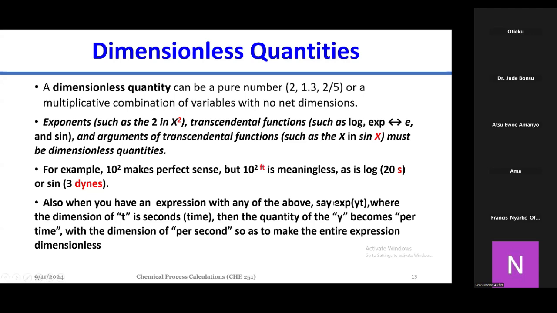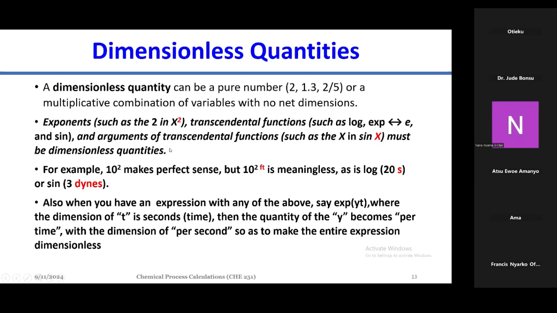Yes. So when you have an expression, say exponential y times t, where the dimension of t is in seconds, then you should know that the dimension of y will be per time, which is per second. So that when the two multiply together, they cancel out, leaving it as a dimensionless quantity. The same applies to the exponential functions and the logarithmic functions. Supposing you have an expression, let's say log of k times f, and we know the dimension of f is, let's say, joules, then we should know that the dimension of k will be inverse of joules.